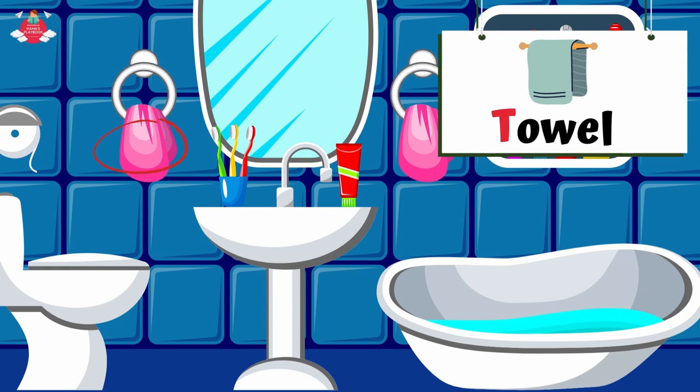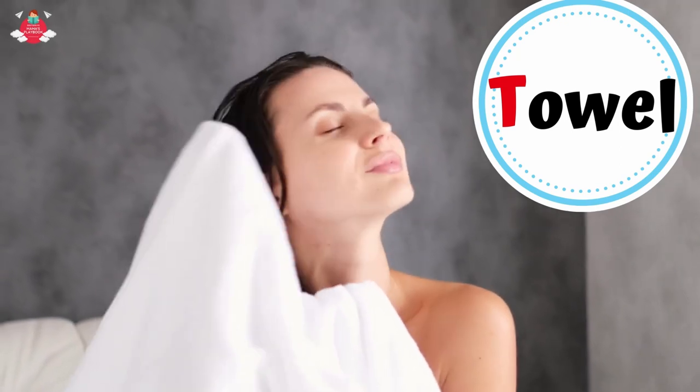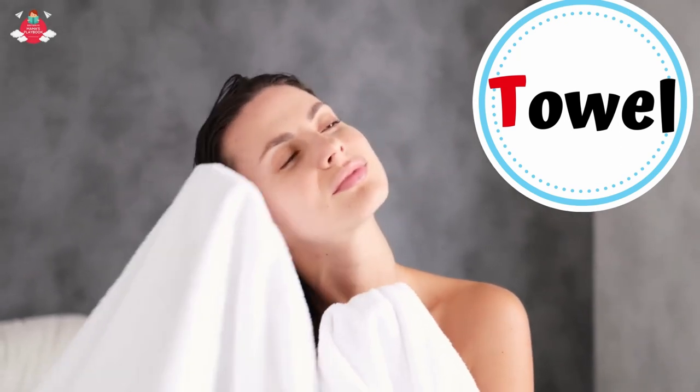What else starts with letter T in the toilet? Can you see the towel next to the sink? T for towel. Towel is a piece of cloth or paper used for drying someone or something that is wet.